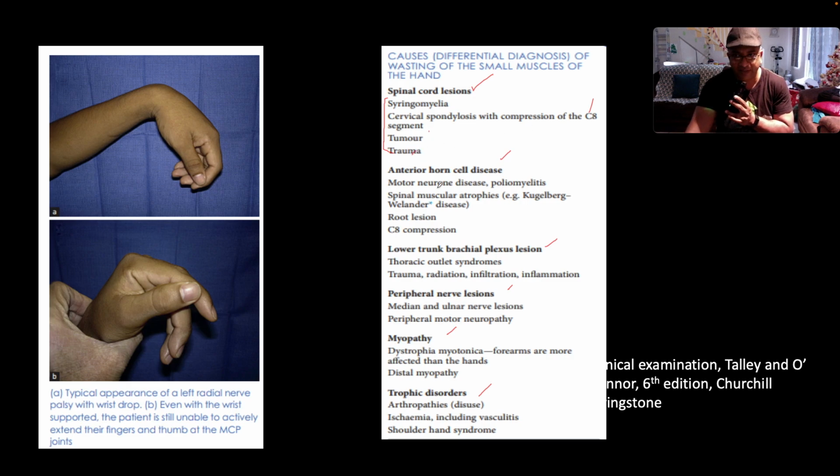Anterior horn cell disease gives you a mix of upper and lower motor neuron signs: motor neuron disease, spinal muscular atrophy, root compression, C8 compression. Lower trunk brachial plexus lesion could be thoracic outlet syndromes, often keeping company with Pancoast tumors, trauma, radiation, infiltration, inflammation. Peripheral nerve issues like median and ulnar nerve lesions, peripheral motor neuropathy, myopathy in the way of dystrophia myotonica, where classically the forearms are involved more than the hands, distal myopathy. Trophic disorders like arthropathies from disuse, ischemia including vasculitis and shoulder hand syndrome.